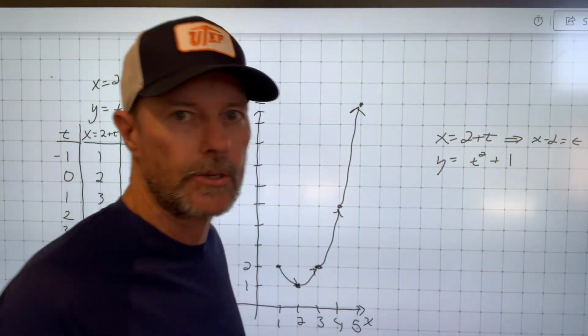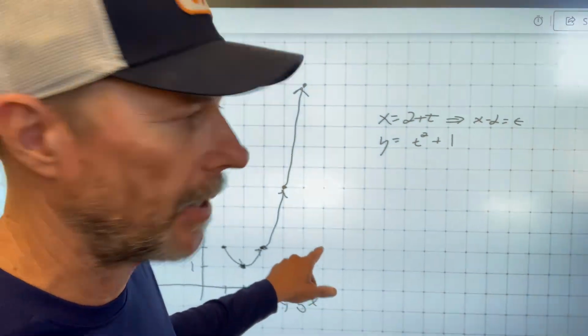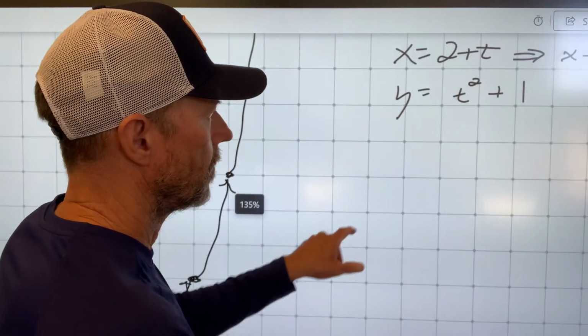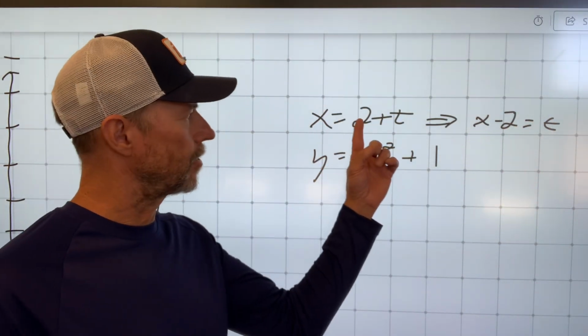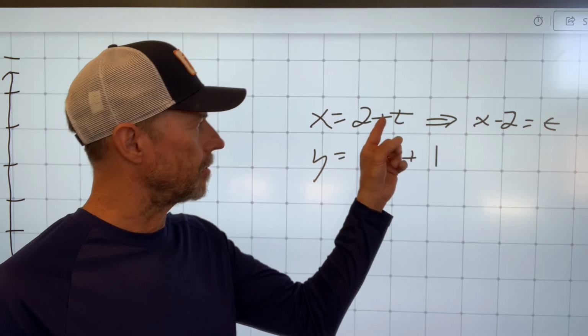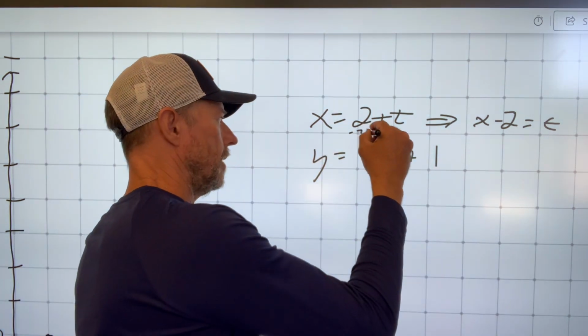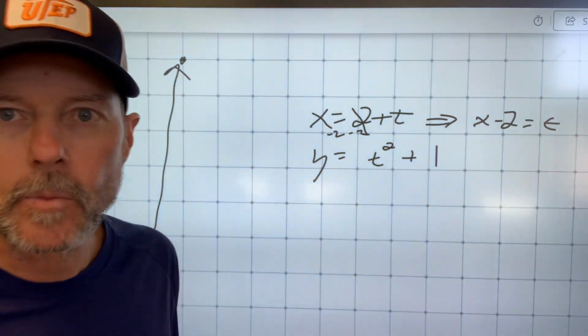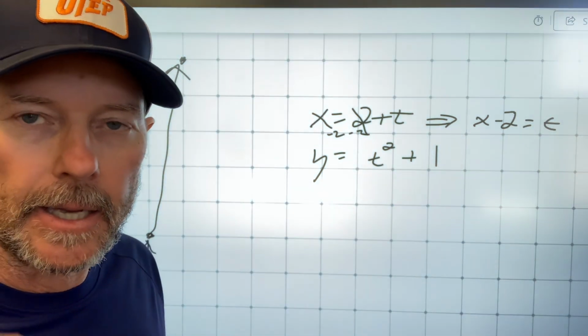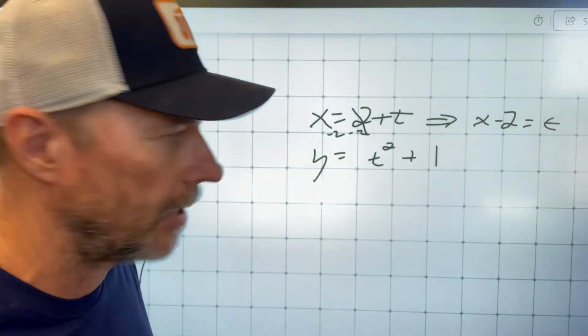Can we see that on the screen? Yes, we can, but barely. I need to zoom in. So what I did was, I said, well, if x is 2 plus t, then I can subtract this 2 from both sides, and t will be equal to x minus 2. And now I'll take that t and plug it in for t in the y equation.